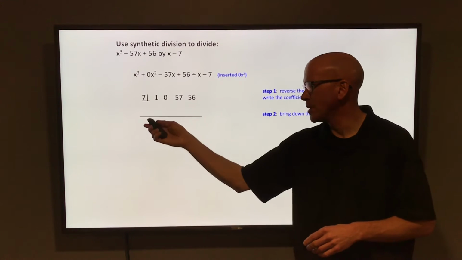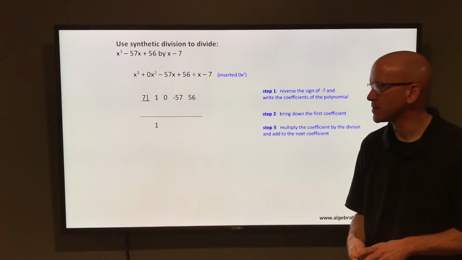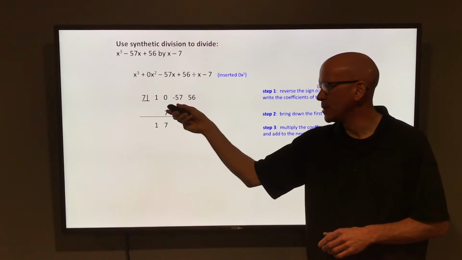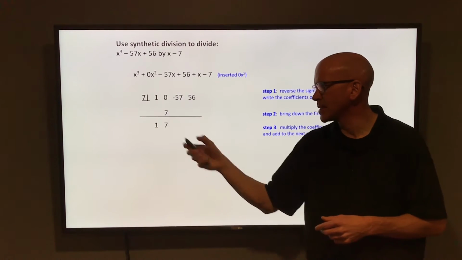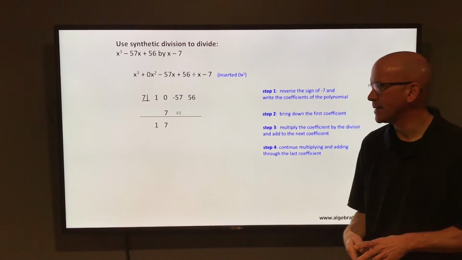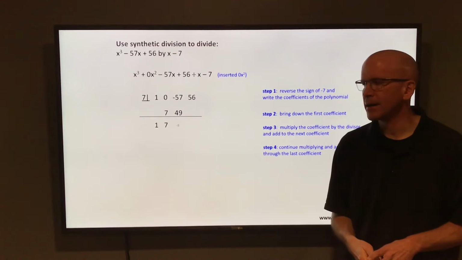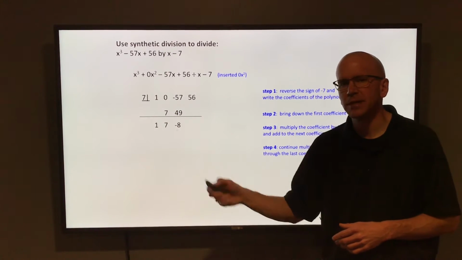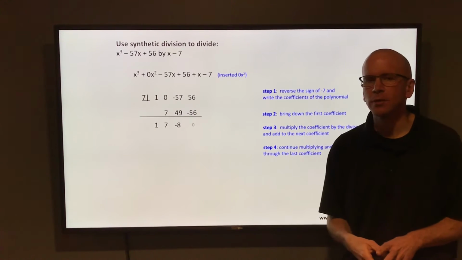So after you bring that 1 down, go back to the box, multiply 7 by that 1. If you take 7 times 1, that is 7, put that under the next coefficient. And then you add 0 and 7, that is 7. Then go back to the box. Take 7 times 7, that is 49. And then add negative 57 and 49, that is negative 8. Go back to the box, multiply 7 by that negative 8, that's negative 56. And then add 56 and negative 56, that is going to be 0.